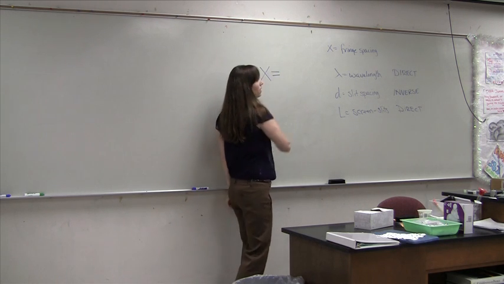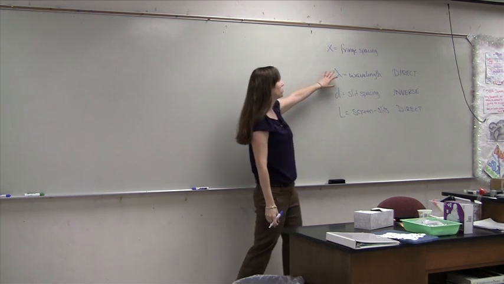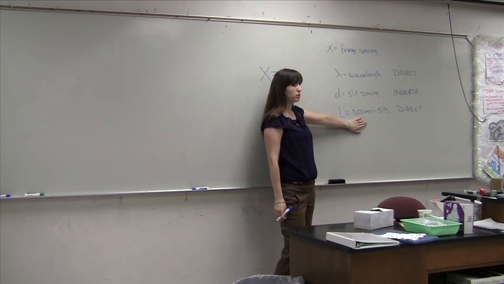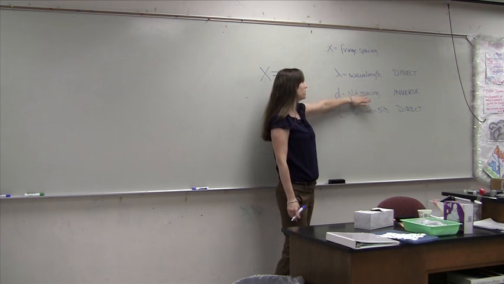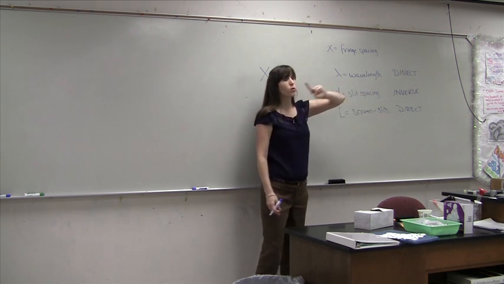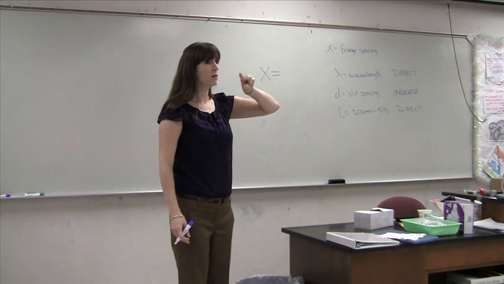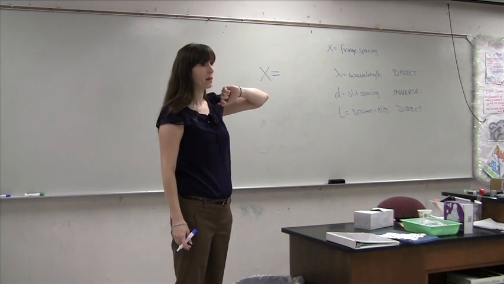X equals what? Well, x has to be directly proportional to wavelength. It has to be directly proportional to the distance between the screen and the slits. And it has to be inversely proportional to this. So, shh, don't yell it out. Talk to your neighbors. Come to a consensus, and then you're going to pick.